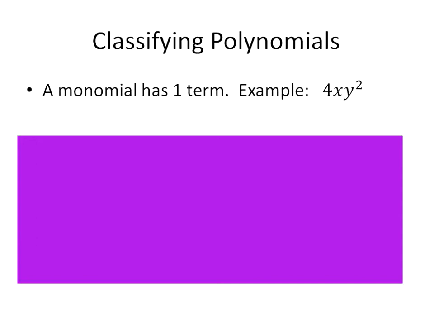All right. So a monomial has one term. So we're going to classify polynomials, and we started talking about monomials, and I remember I mentioned it has one term. We give an example here. And everything in there is being multiplied.